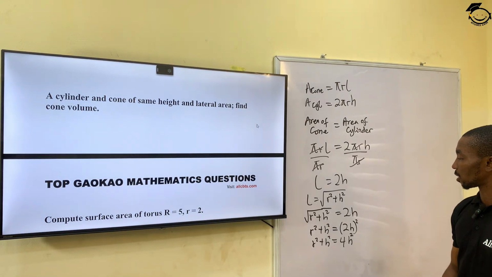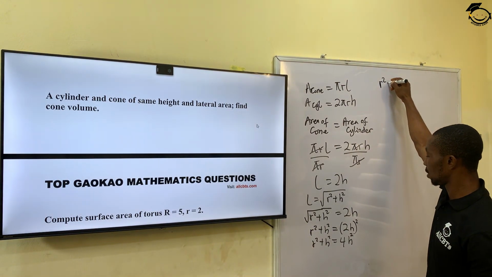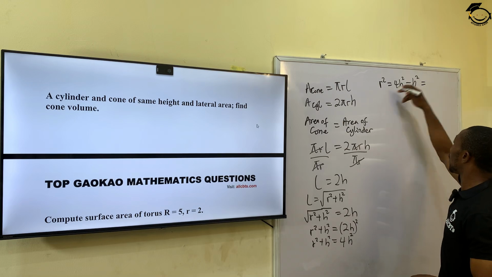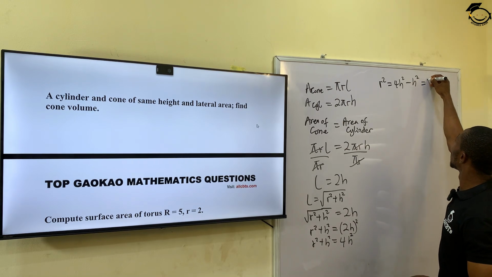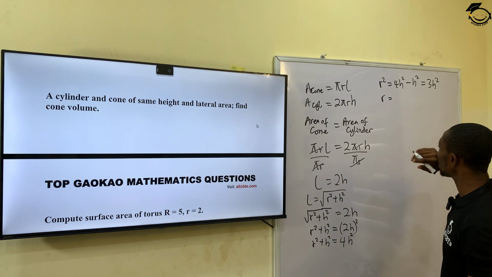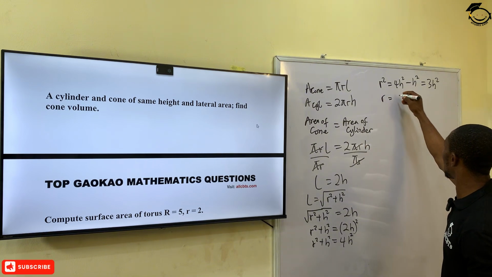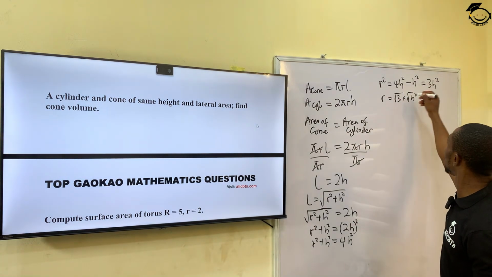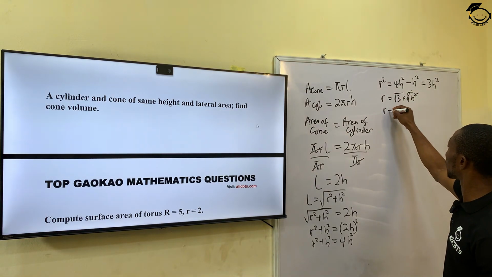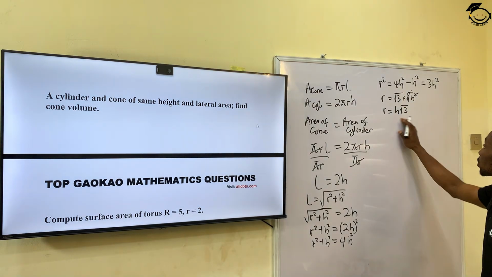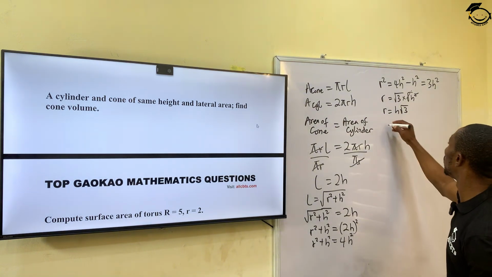Now from here, collecting like terms, we have R squared equals 4H squared minus H squared. So R squared will be equal to 3H squared. Finding R, we take the square root of both sides. So this will give us R equals root 3 times root H squared. We cancel this, leaving us with R equals H root 3.